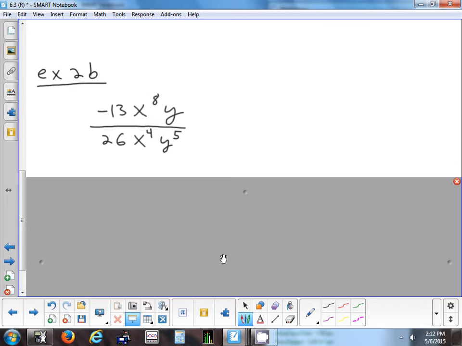All right? Next. Draw my fraction bar. Now this one's tougher, right? Because the constants are a little bit bigger.